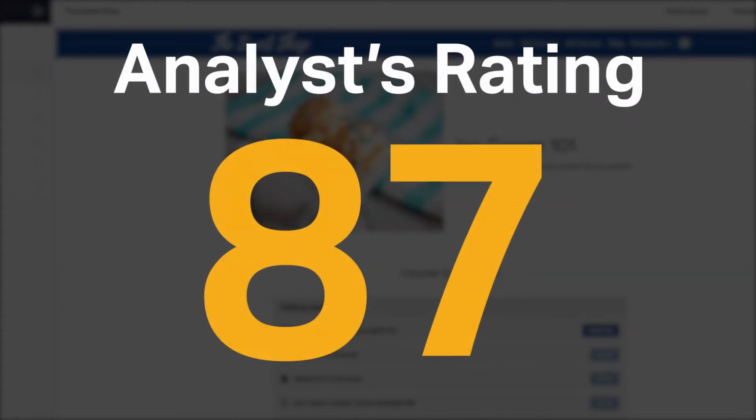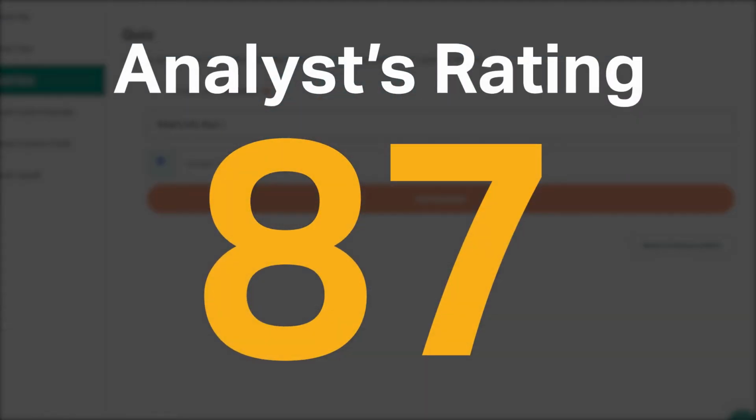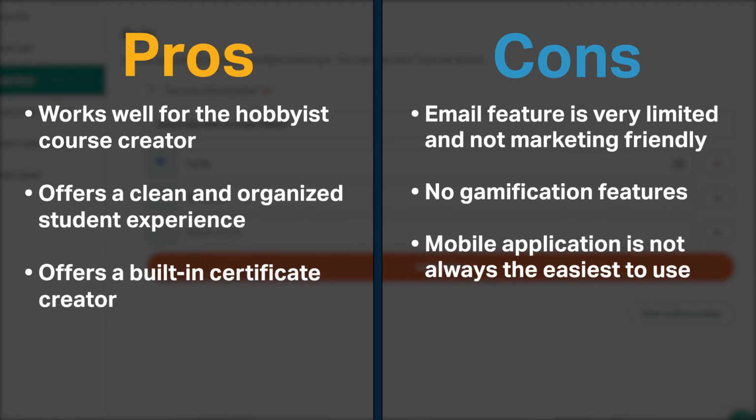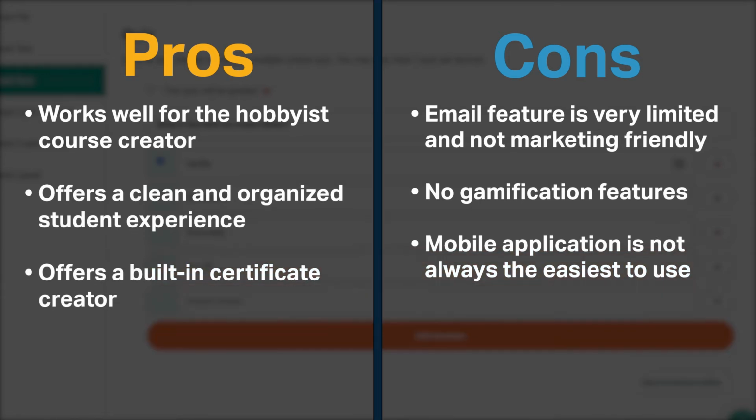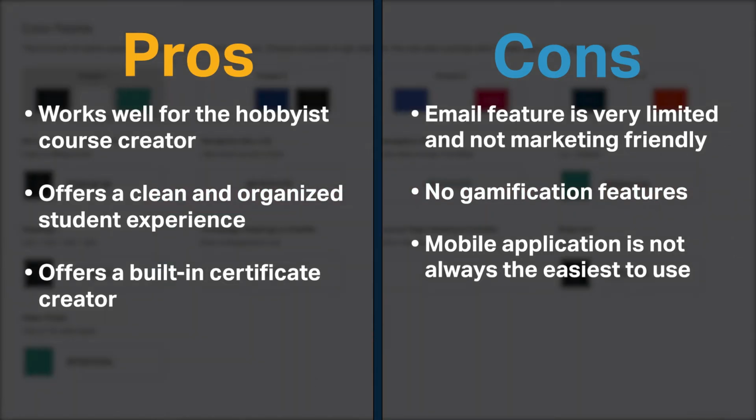Software Pundit gave Teachable an analyst rating of 87 out of 100 and is currently ranked 4th in our course creation software category. Teachable works well for the hobbyist course creator. It offers a clean and organized student experience, and Teachable offers a built-in certificate creator to recognize students who have completed courses. Teachable does have a few cons.